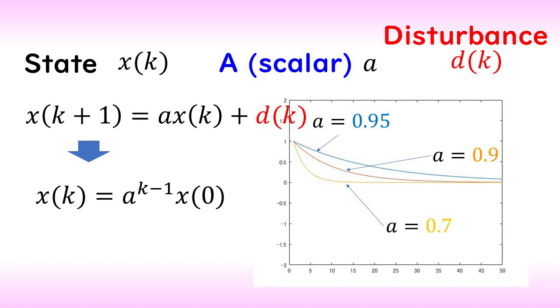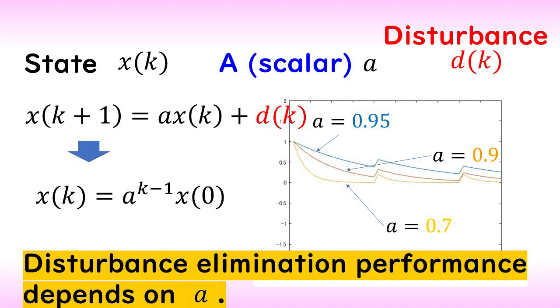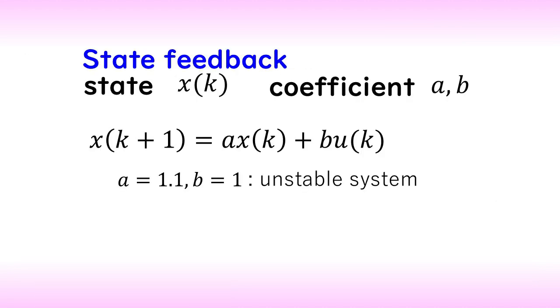In case that the system has disturbance, the signal can be given like this. We can find that the disturbance elimination performance depends on the value of a. This is the first order state space model. x(k+1) equal a x(k) plus b u(k), and in this case a equal 1.1 and b equal 1. This is the case of unstable system.